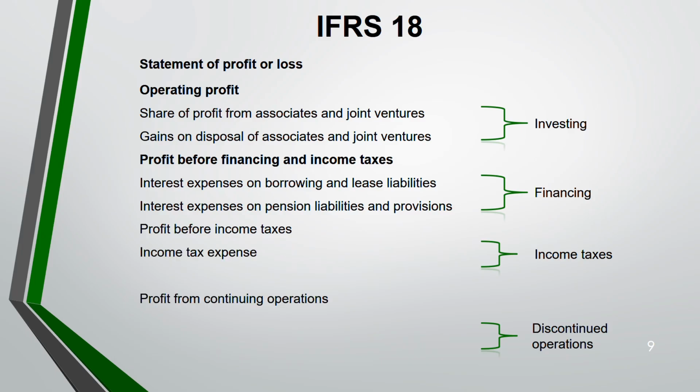Then profit from continuing operations. After that, one single line: loss or profit from discontinued operations. Mostly it is loss, that's why we are discontinuing it, right? So we take it, and that is your discontinued operation, and finally we get the profit, or it could be loss also. So this is the pro forma for the statement of profit and loss according to IFRS 18.